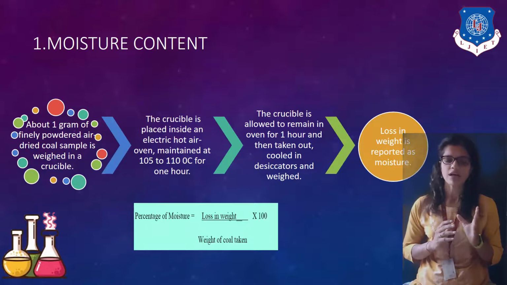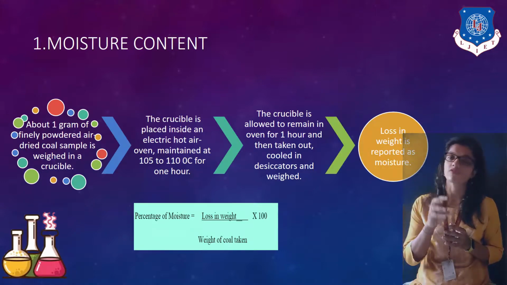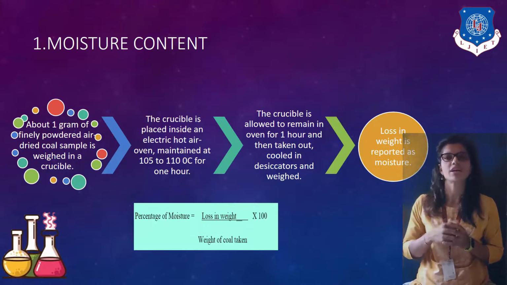First, about 1 gram of finely powdered air dried coal sample is weighed into a crucible. That crucible is placed inside an electric hot air oven, which is maintained at approximately 105 to 110 degrees Celsius for 1 hour. The crucible is allowed to remain in the oven for 1 hour and then it is taken out, cooled down and weighed. First we have to put it inside the desiccator and then take it out and weigh it.